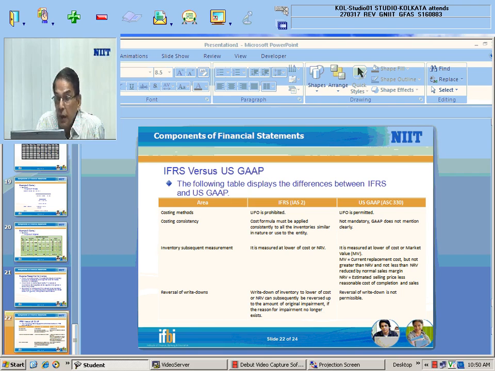Under US GAAP, that is not mandatory. US GAAP doesn't mention clearly whether it should be consistently used across all inventories similar in nature or use to the entity.